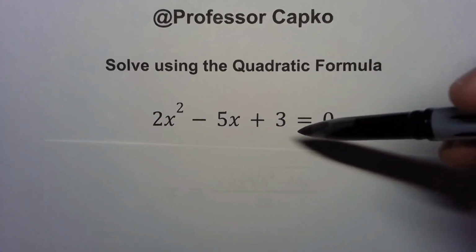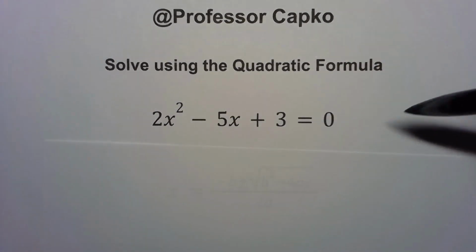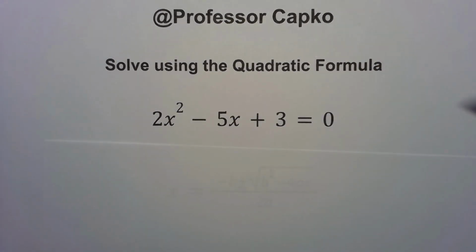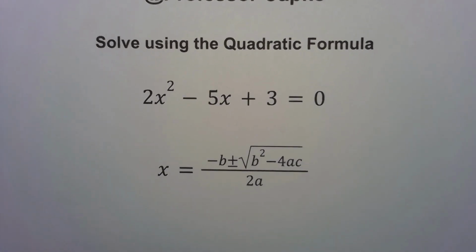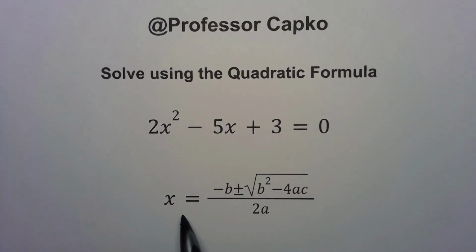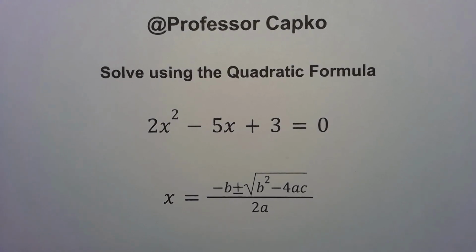In this video, we're going to solve this equation using the quadratic formula. The quadratic formula looks like this. X is equal to negative b plus or minus square root of b squared minus 4ac all over 2a. You might be asking yourself, what's all the a's and b's? Well, I'm going to show you.